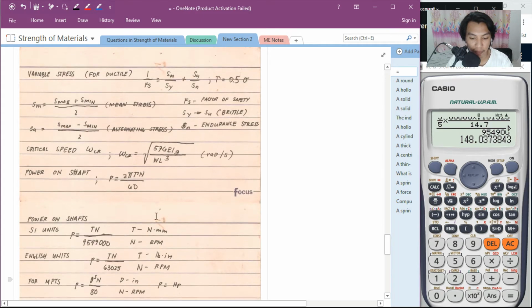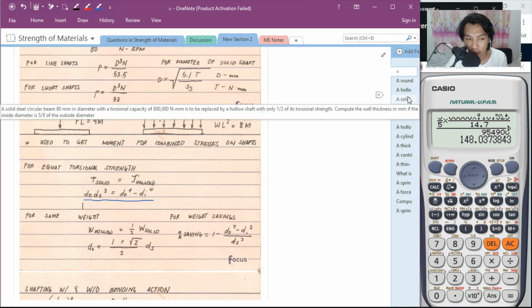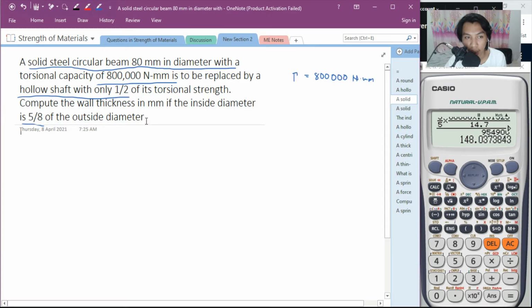Yun. So, for shaftings, pag sinabing equal torsional strength, pwede mong gamitin ito. Sa hollow, yung solid gagawin mong hollow, tapos yung same weight, okay, pwede mo rin gawin to. Pero may nagbigay dito kasi ng condition. Hindi mo pwedeng gamitin ito kasi equal torsional strength. Pero ang binigay dito, half of the torsional strength. Now, ibig sabihin, half the torsional strength, the torsion of the hollow shaft is half of the torsion of the solid shaft.